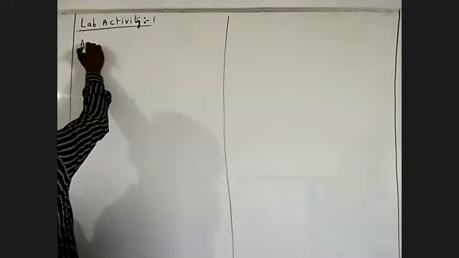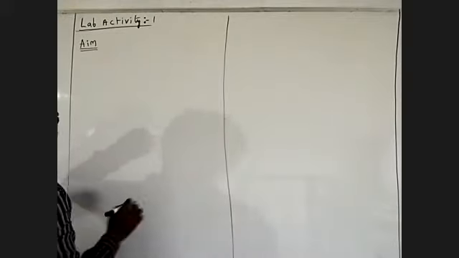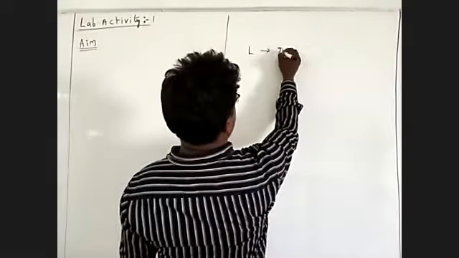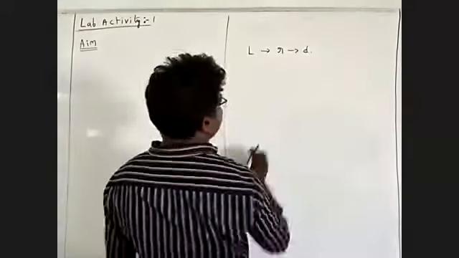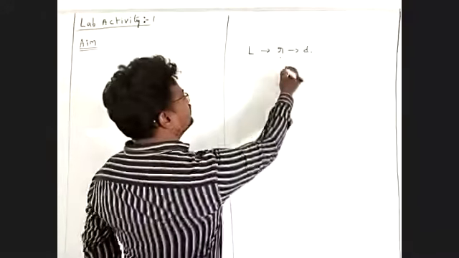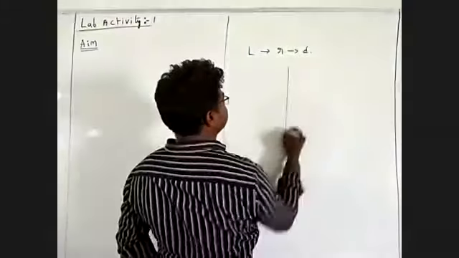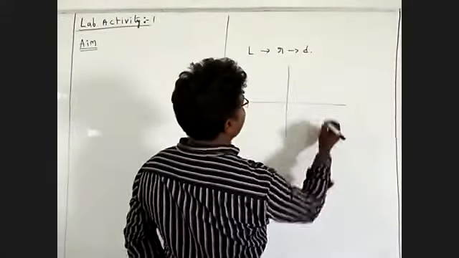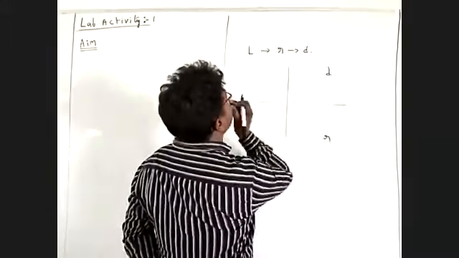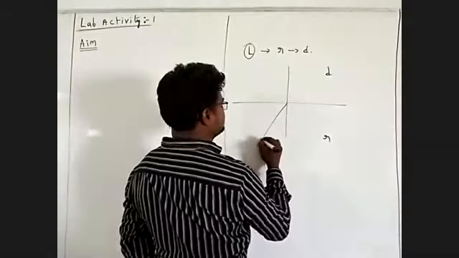What is our aim? Light travels from rarer medium to denser medium. This is a rarer medium, this is a denser medium. This is a beam of light.